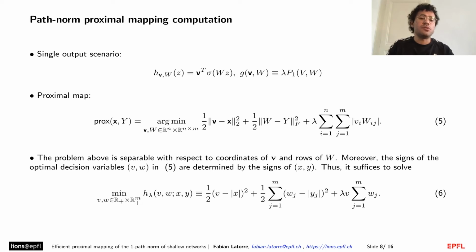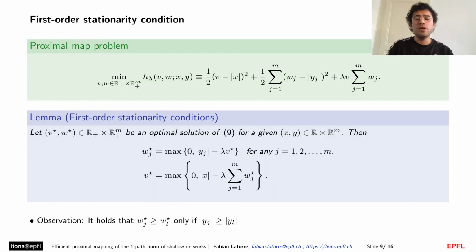For example, this is really similar to the derivation of the proximal mapping of the L1 norm. So this is the final form of the problem that we will study. As a function of v and w, this function is differentiable. So the first step is to derive the first order optimality conditions. From these conditions, we can easily observe that the optimal vector w star is ordered in the same way as the input vector y, since the term minus lambda v star is the same for all coordinates.